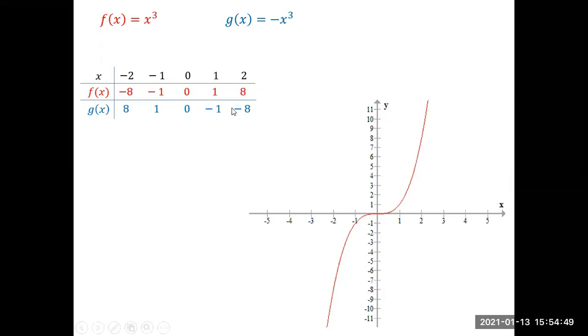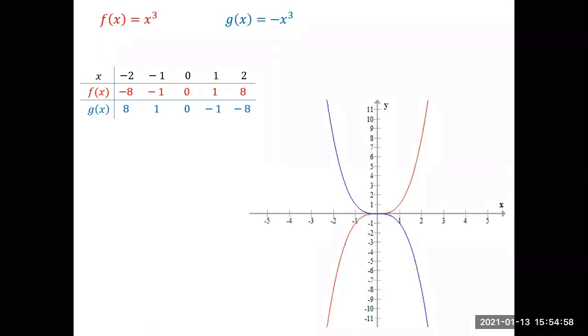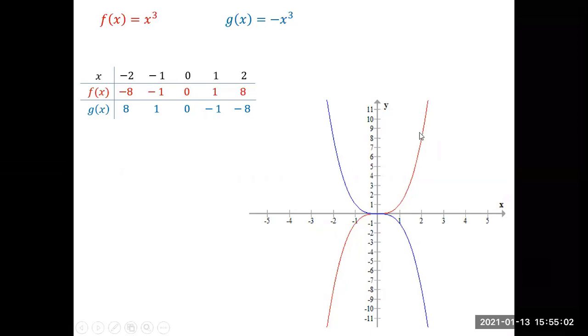And so if I now plot each of those points, I should figure out that I get the blue graph. And what you should notice is that all of the positive outputs in the top right become negative outputs in the bottom right. All of the original negative outputs in the bottom left become positive outputs in the top left. And therefore, we refer to this as a reflection over the x-axis.